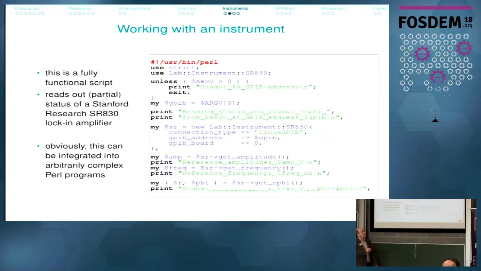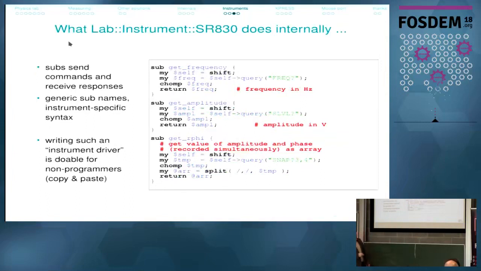What do these functions do internally? Well, they are not really complicated because we want to keep this level where people actually may want to modify things and enhance things. We want to keep this level as simple as possible. So if you look at this get frequency function here, it does nothing but call the query function of the lab instrument class, and that sends this string here to the instrument, asks for the frequency, gets a response, and that response is returned.